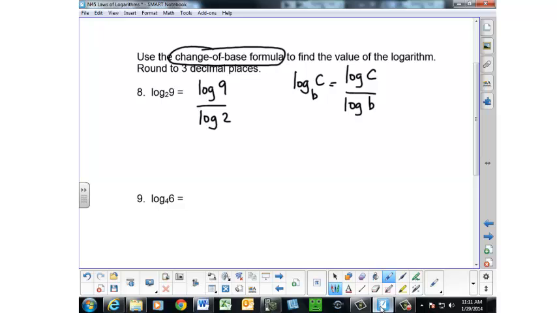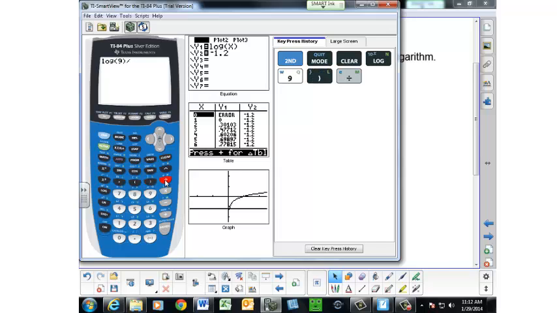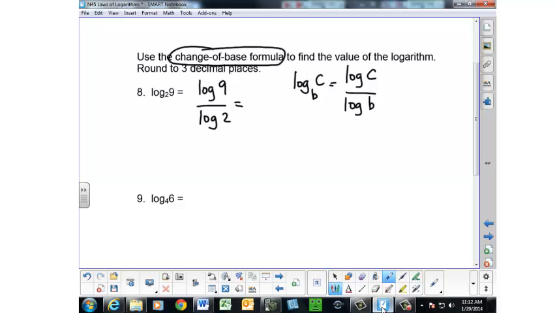So in your calculator, you're going to type in log 9 divided by log 2. And then round it to the 3rd decimal place. Since the 3rd decimal is a 9 and the 4th decimal is a 9, then you need to round that to 3.170.